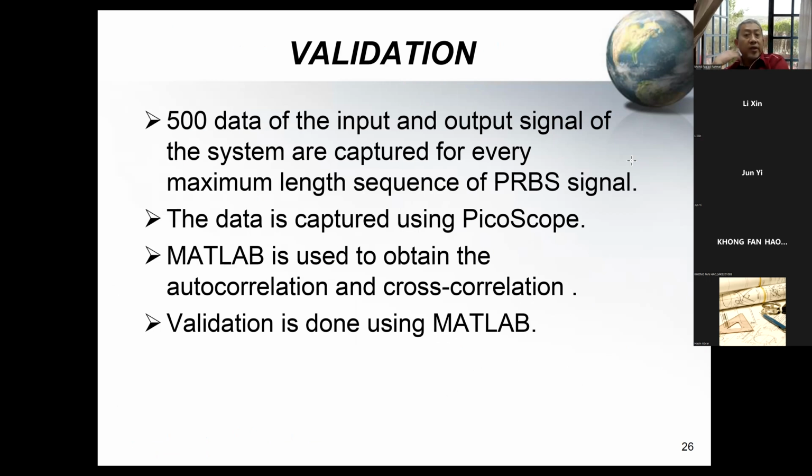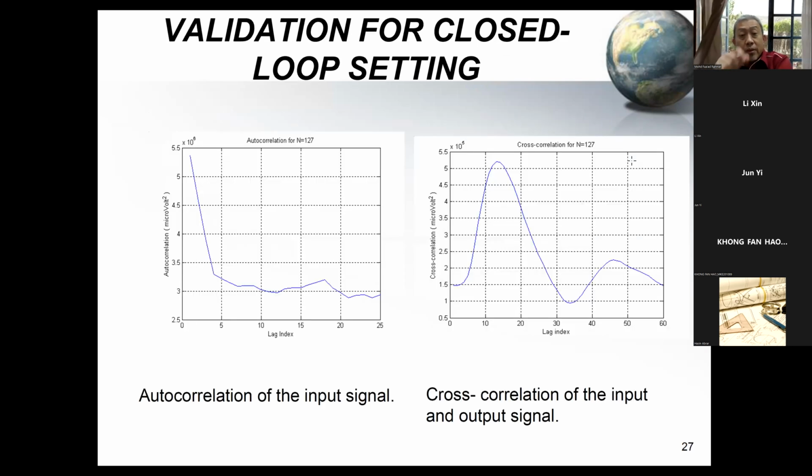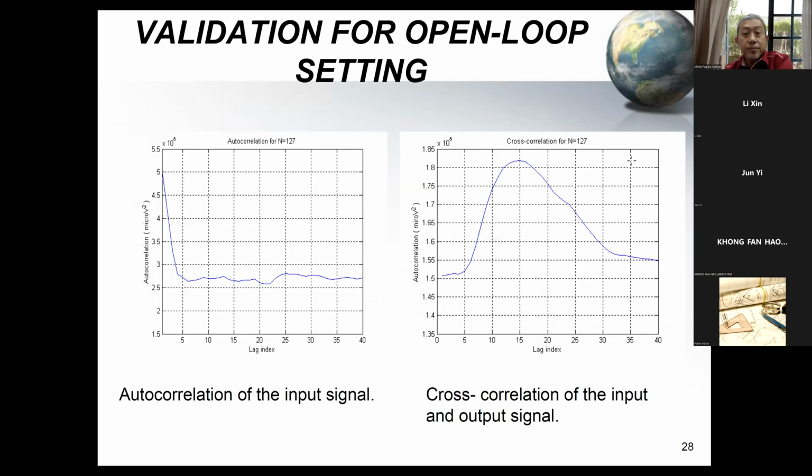So we captured 500 data points from the input and output signals of the system, for every maximum length sequence of the PRBS signals. They were captured using a PicoScope, and then read into MATLAB for the autocorrelation and cross correlations. Using the MATLAB software, you can see that we got a similar waveform for the open loop setting and the closed loop setting. About similar.